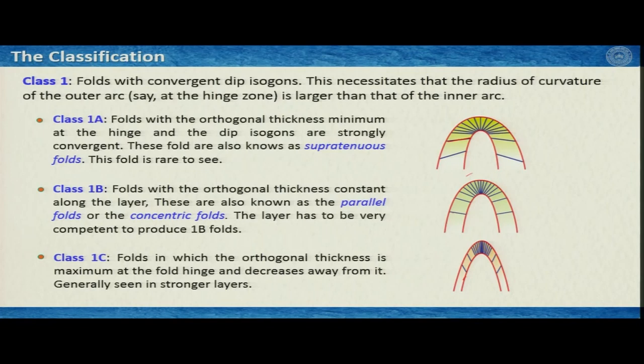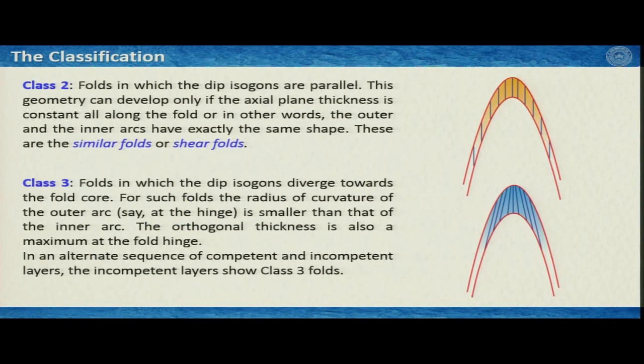Now, class 1C folds we generally see in stronger layers, which is very close to class 1B, but it is different in the fact that the orthogonal thickness slowly reduces towards the limb side. Now, class 2 folds are folds in which the dip isogons are parallel, as we see here. In this case, the geometry can develop only if the axial planar thickness is constant all along the fold, or in other words, the outer and the inner arcs have exactly similar shape. Therefore, it is also known as similar folds or shear folds.